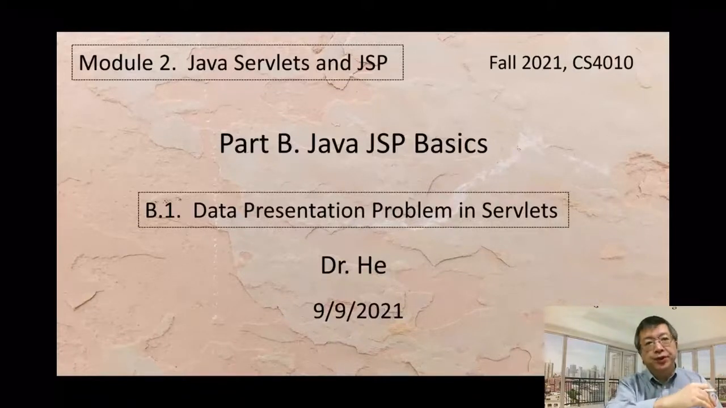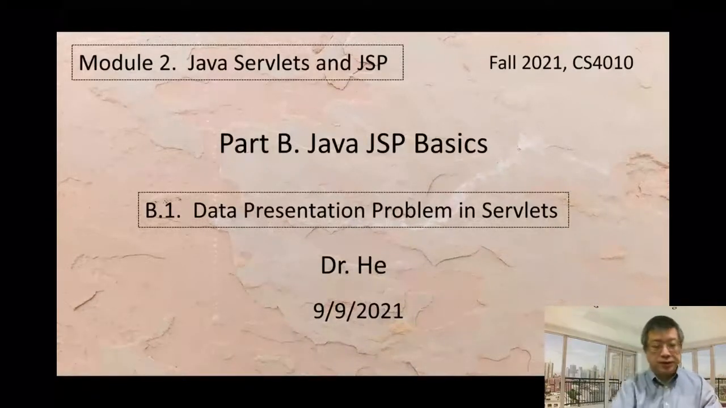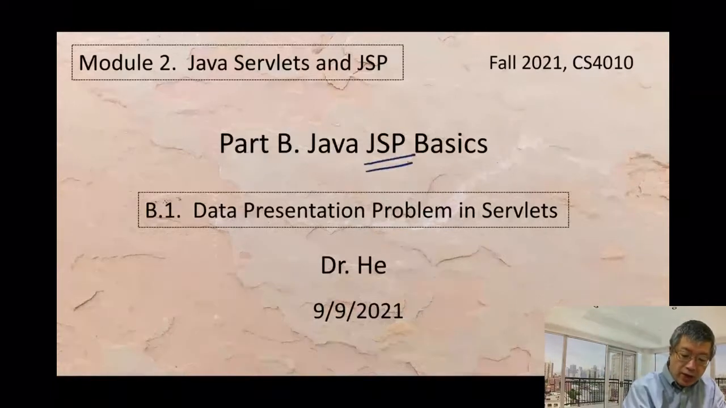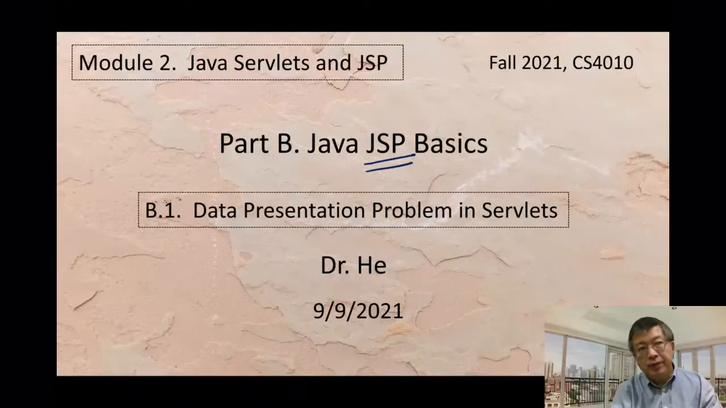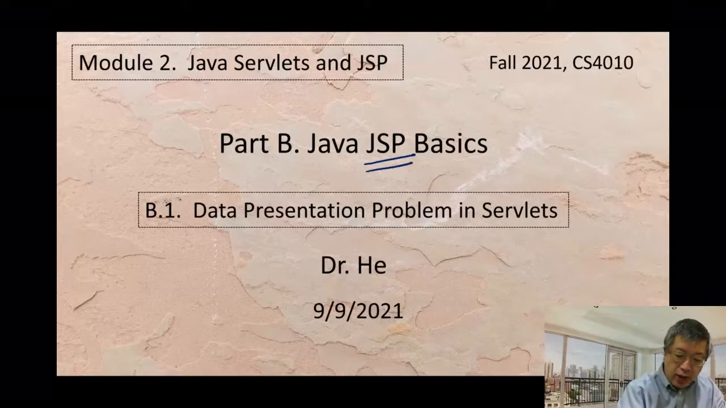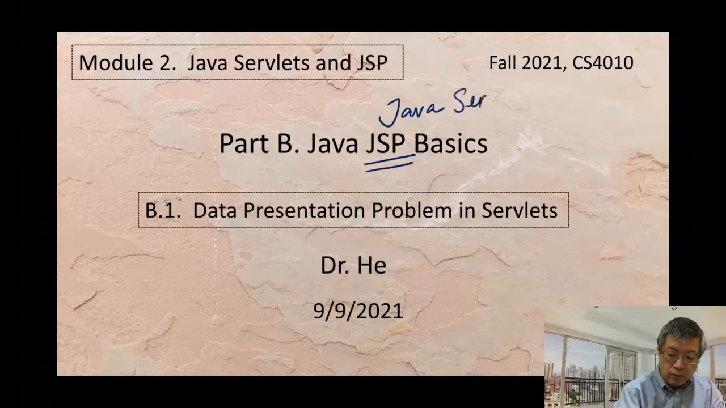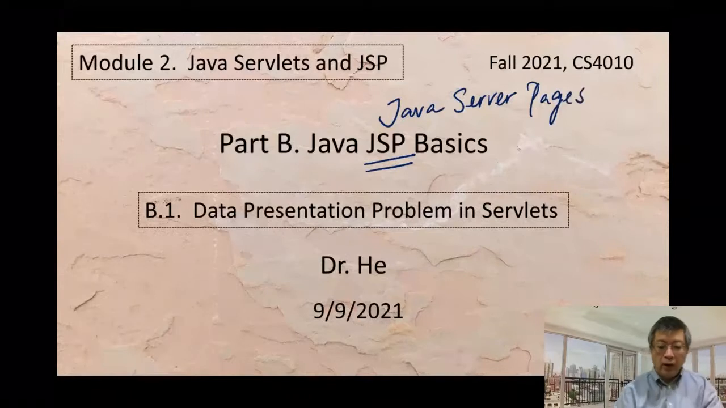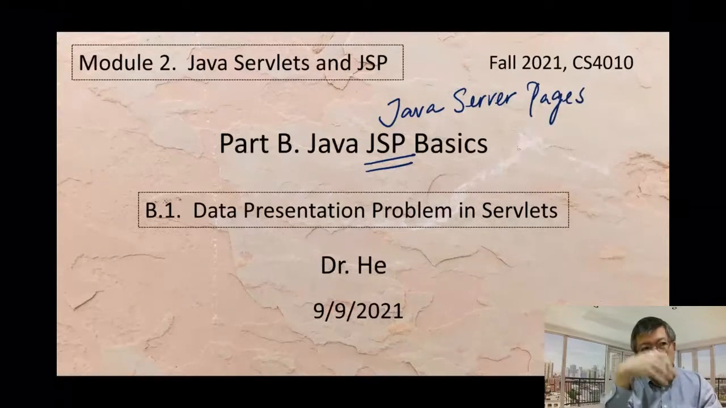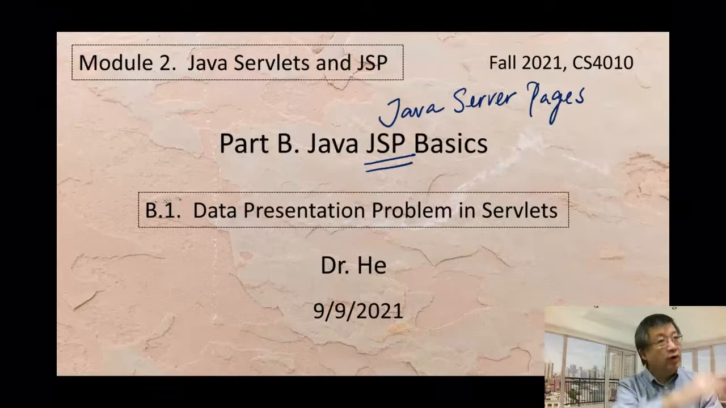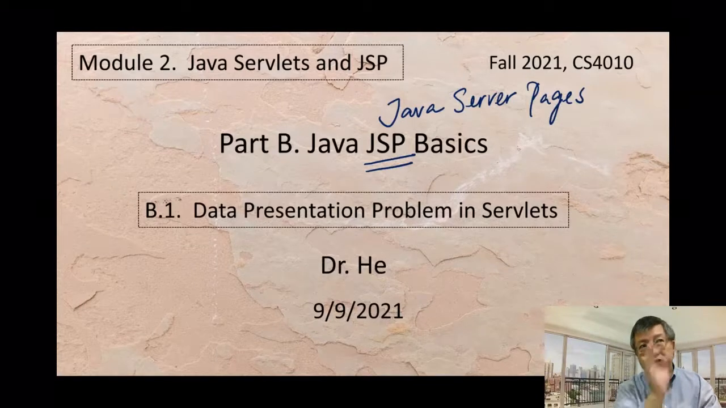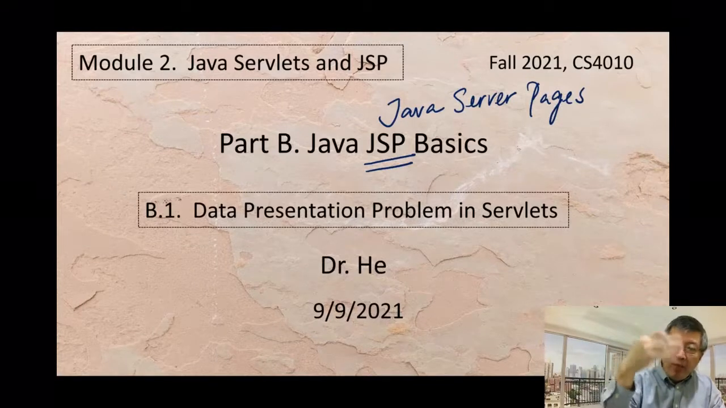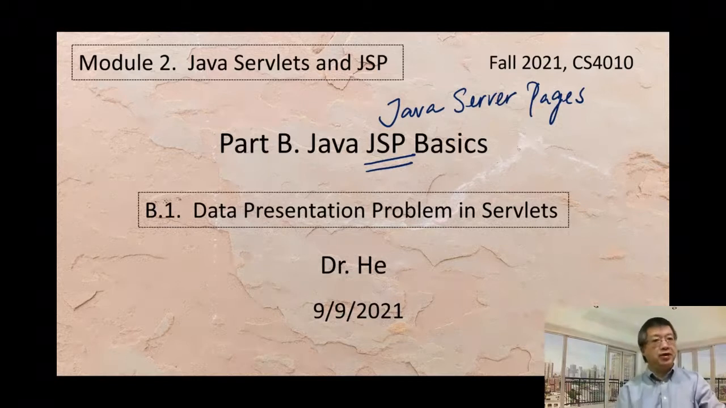Part B of Module 2, Java JSP Basics. So this JSP, a Java web technology, its full name is Java Server Pages. From its name, you can see what this technology is used for. So we will see the main properties of this technology.